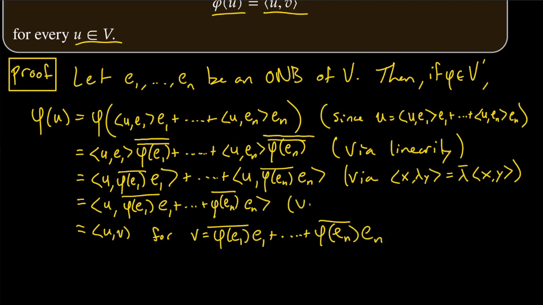And let me add some justification for that part. So this is via additivity in the second slot, or second argument, I guess you could say, of the inner product. And bada boom, there you go. Okay.